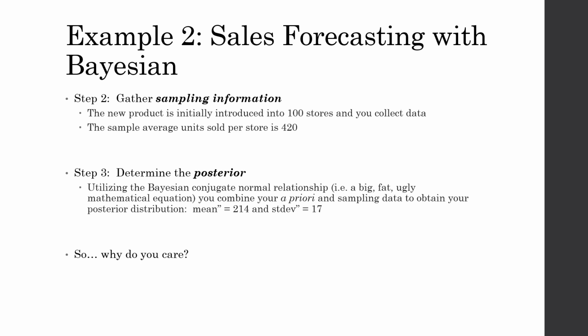Now I'm going to spare you the details of what's known as a Bayesian conjugate normal relationship. It's really nothing more than a big, fat, ugly mathematical equation. It is closed form, so it does make it easy to learn in a classroom setting anyway. So you're going to combine this a priori with your sampling information to then get your posterior belief of where you think sales are going to be on a per store basis. If you do all that appropriately, and assuming my math was right, your average sales per store will be 414 with a standard deviation of 17.